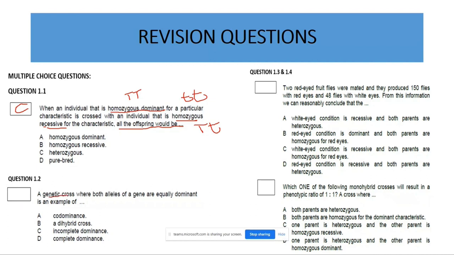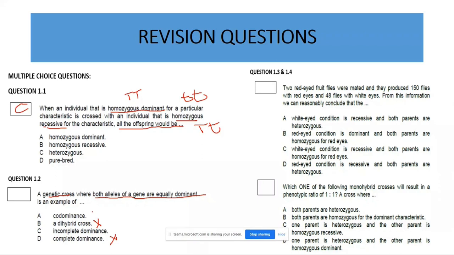A genetic cross where both alleles are equally dominant. Remember, I said your basic terminology is important. So we know it's a cross. What type of monohybrid cross is it? Both alleles are equally dominant, so there's no intermediate. Both are dominant. Is it dihybrid? No, because it's only one example. Is it incomplete dominance or is it complete dominance? No, it's not complete dominance.